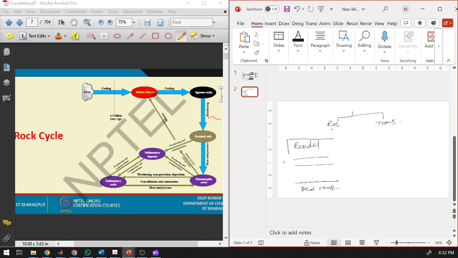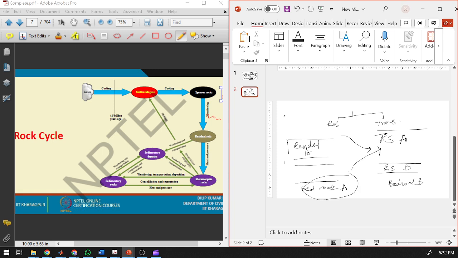Okay. If this residual soil gets transported to another, if this is bedrock A and this is bedrock B, this will be residual soil A and this will be residual soil B. But some of the soil from A is getting transported and deposited. We will have a transported soil A. From this bedrock, soil is getting transported here.